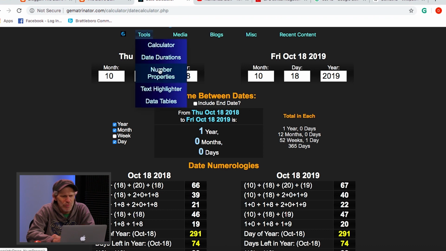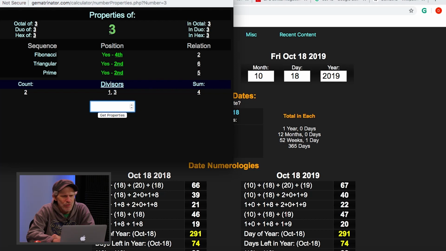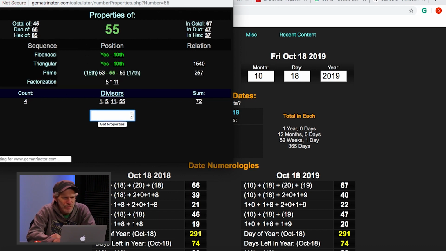Also, if you go under tools, there's something called number properties, and you can find out if a number is a Fibonacci number. Fibonacci is the circle of life. Like if you cut a tree down, you see those tree rings. That's what Fibonacci is. Triangular number is all the numbers add up to that number, and a prime number. So these are very interesting numbers. Like say the number 55. It's not prime, but it's a Fibonacci number, and it's a triangular number. So that makes it a very special number in that regard.